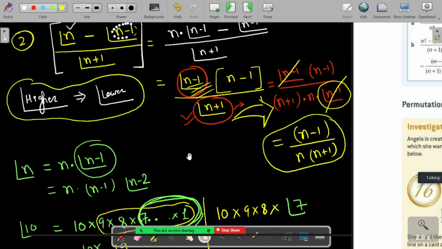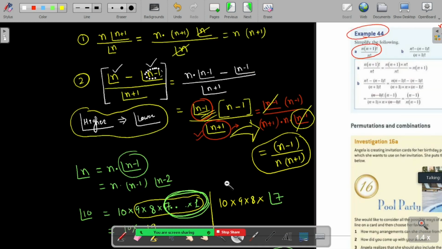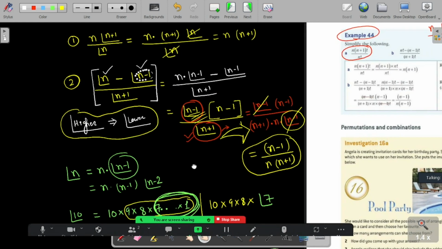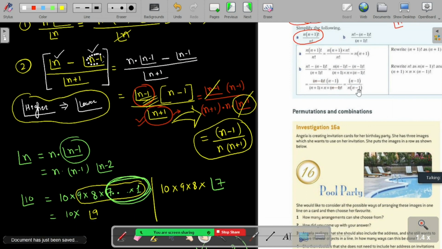Have you understood this? Okay, please note it down. This is a good question. Let me solve. See, this is the answer. Our answer is correct: n minus 1 upon n into n plus 1. It should be plus 1, right? So please write it down. This is a conceptual question for your reference.